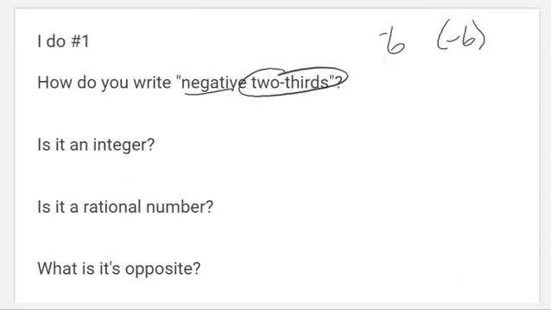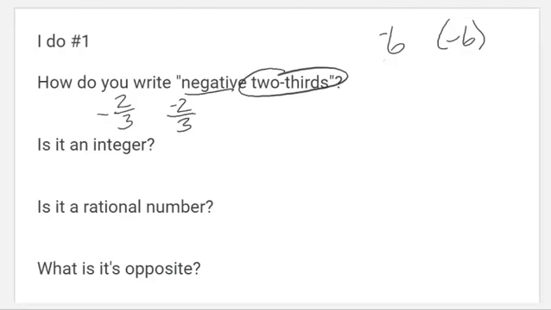So one way you see it is with the negative sign outside the whole fraction. So one way you might write negative 2/3 is like that. Negative sign, then 2/3. Another way you might see it, which I think is more confusing, is sometimes you see the negative sign with the numerator. And you might see this.